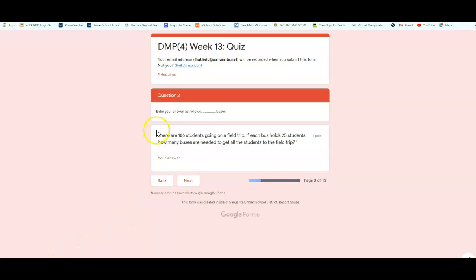The next question, make sure you enter your answer as blank buses. There are 186 students going on a field trip. If each bus holds 25 students, how many buses are needed to get all the students to the field trip? Again, 186 students going on a field trip. Each bus holds 25 students. How many buses are needed to get all the students to the field trip?